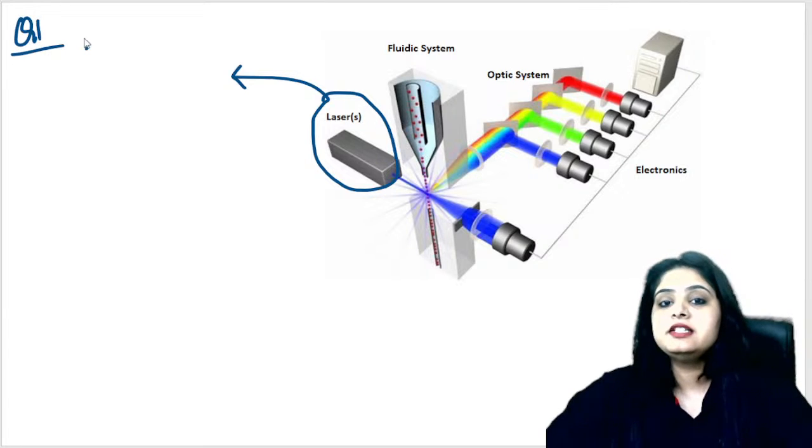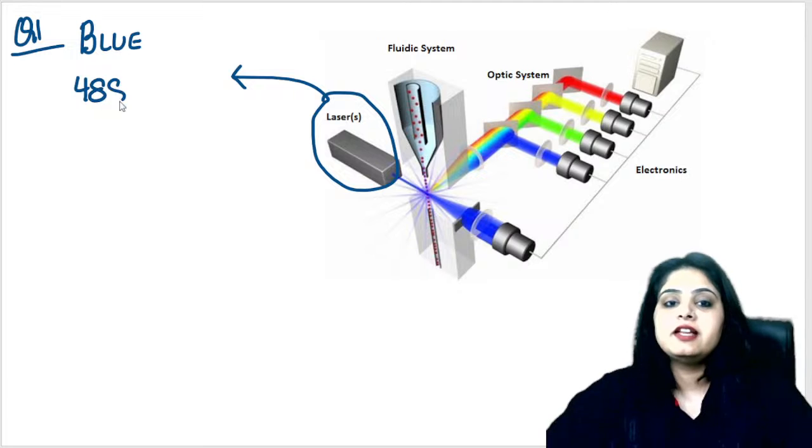Previous year INI-CET, what color laser light is used? It is a blue color laser light which has a wavelength of 488 nanometers. The first question that has come in your paper, right?